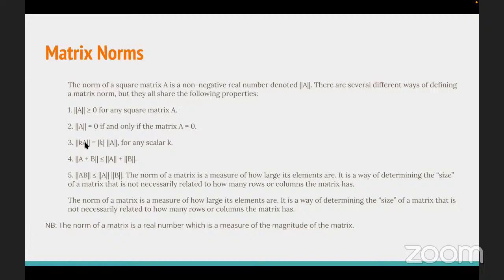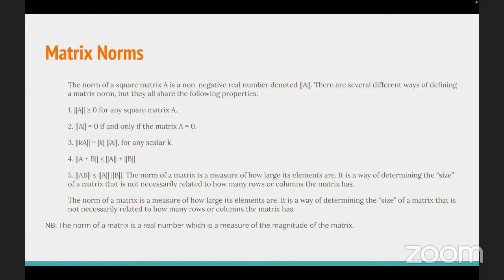That is, if I pick a matrix A and I multiply by any scalar K, and I find the norm, whatever I get should be the same as when I use the absolute value of that scalar K and multiply it with the norm of that same matrix. Number 4 is, if I add 2 matrices together and I find their norm, it must be less than or equal to the sum of the norms of each matrix. So if I have matrix A and matrix B and add them together, then I find the norm, it must be less than or equal to the norm of A plus the norm of B.